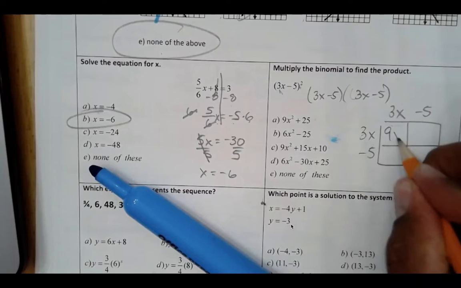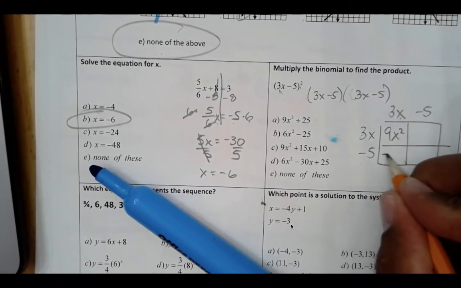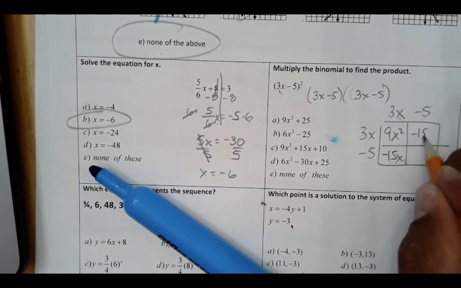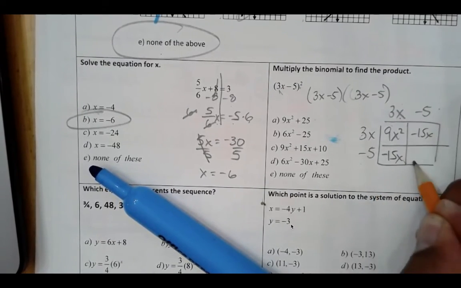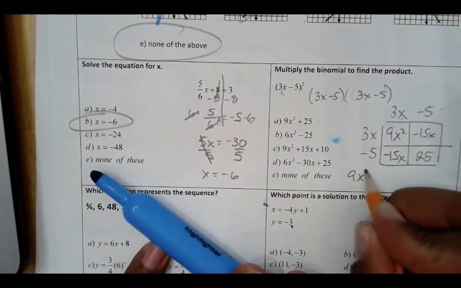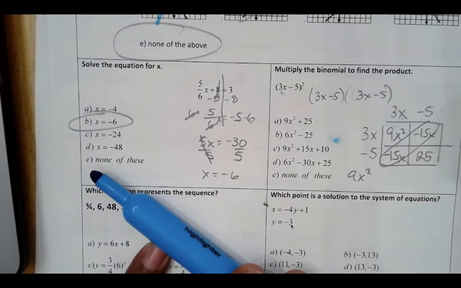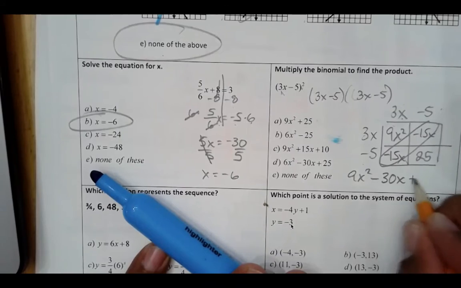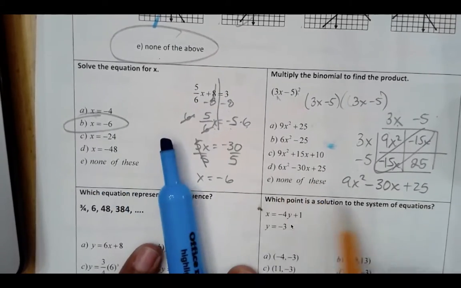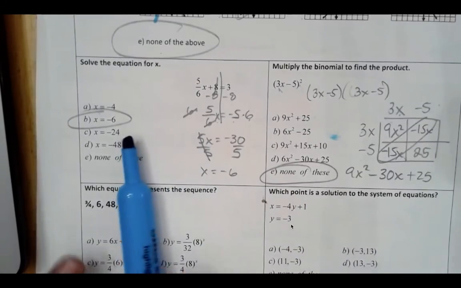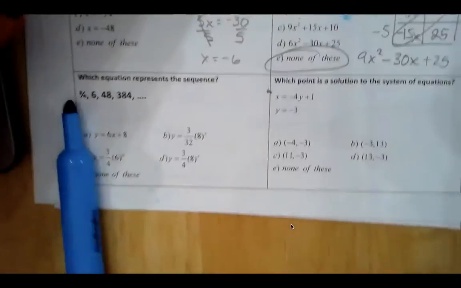3x times 3x, 9x squared. 3x times negative 5 is negative 15x. And then it's the same thing here. 3x times negative 5 again, negative 15x. And then negative 5 times negative 5 is positive 25. Okay, so I'm going to write this out. So 9x squared, and then negative 15 minus 15. Well, those are both negative, so I add them. So negative 30x, and then plus 25. So that would be none of these. All right, so it's another none of these, or none of the above. All right, last couple here.